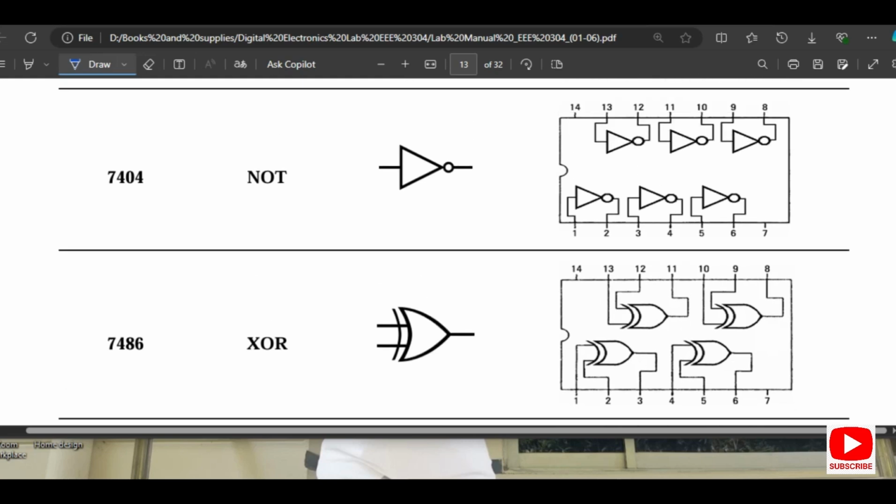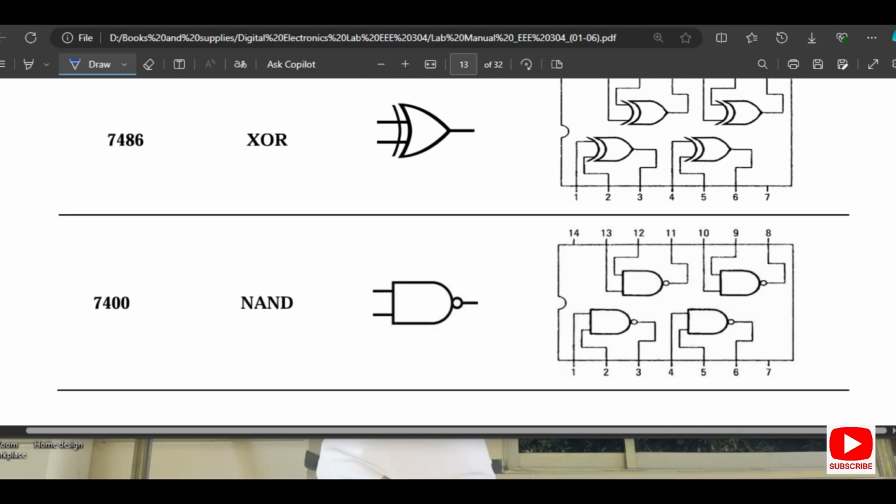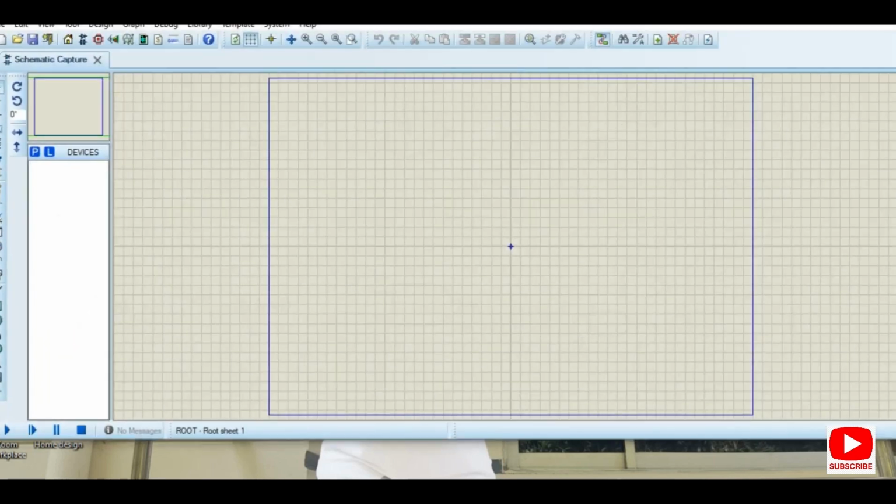So the NOT gate IC number is 7404, and it is an inverter gate. Basically we can recognize the inverter gate by seeing this symbol just here, the bubble. If the bubble is found anywhere, then the output will be inverted relative to the input. There are different types of ICs looking here. So we are going to see our next operation in Proteus.